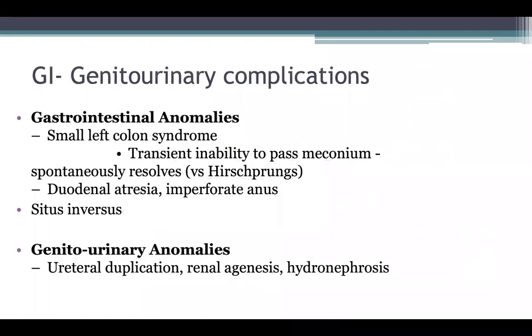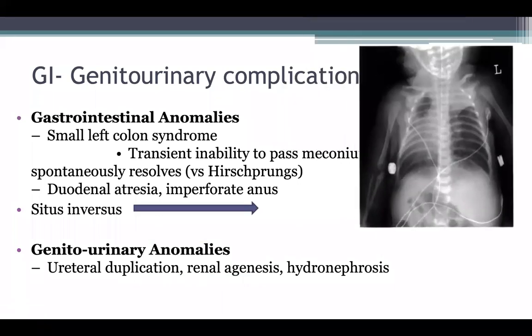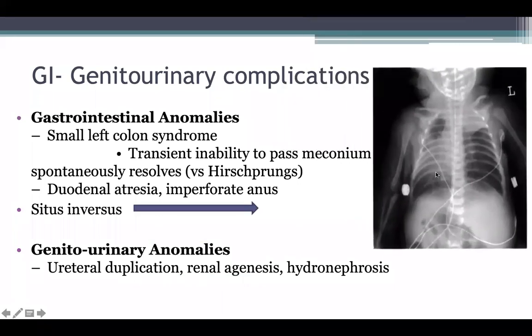Already we have seen the gastrointestinal anomalies. Small left colon syndrome usually resolves spontaneously. Other things are duodenal atresia, imperforate anus, and situs inversus. Genitourinary anomalies are also seen, such as ureteric duplication and renal agenesis. So what we may see is situs inversus.